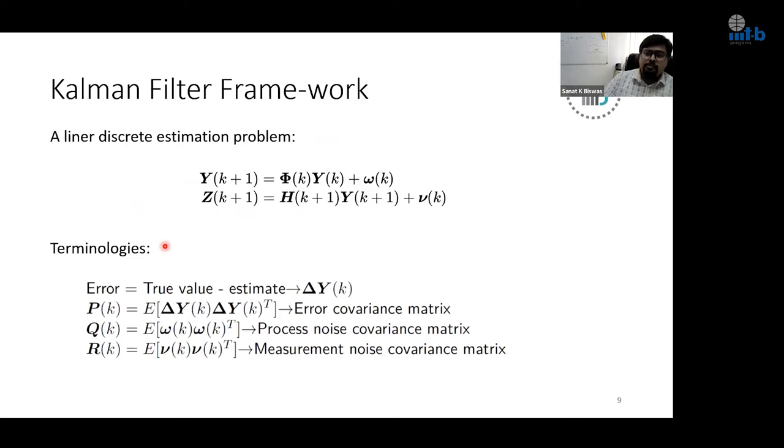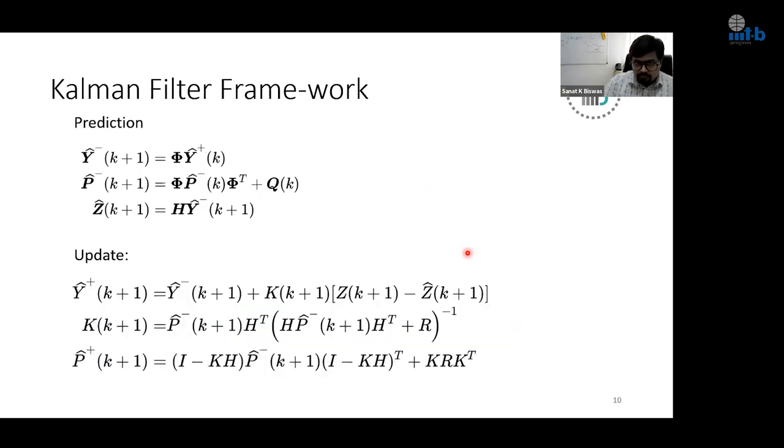Now some terminology. Error is the true value minus the estimate. P k is called the error covariance matrix, which is the expected value of delta y delta y transpose. Q k is the process noise covariance matrix, which comes from the process noise omega k. And R k is the measurement noise covariance matrix, which comes from the measurement noise nu. In all cases, we are considering these noises to be Gaussian.